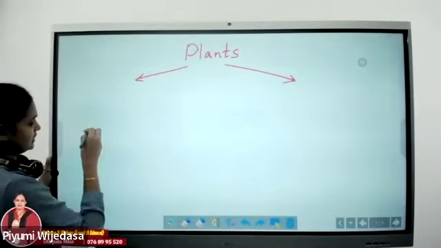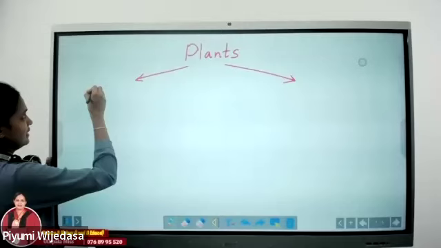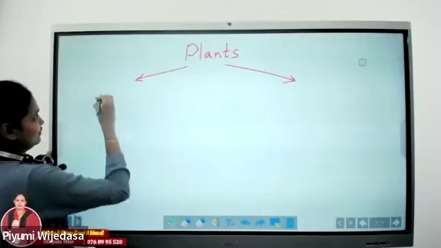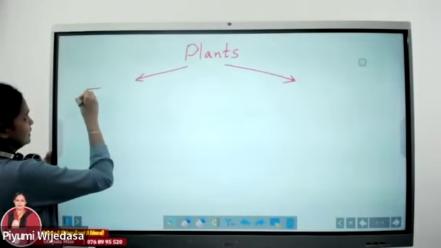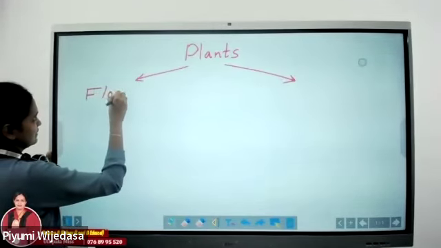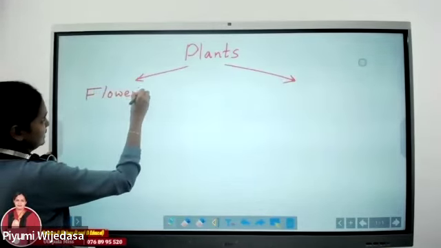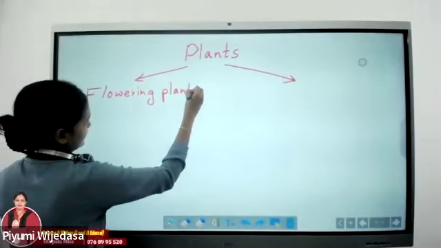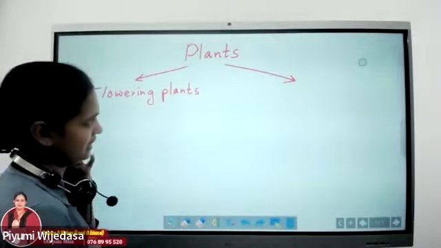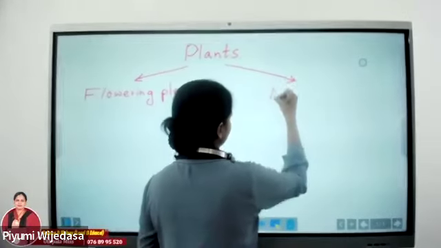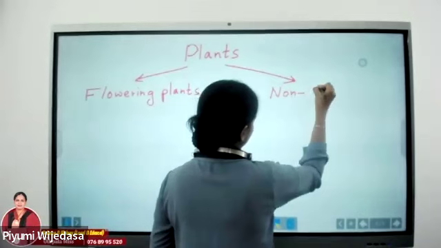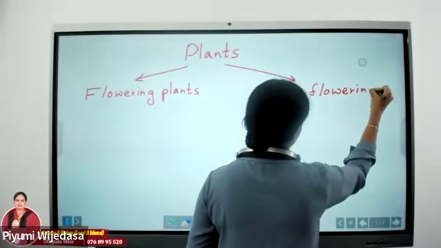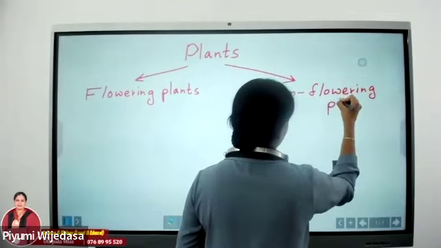Plants are divided into 2 categories based on whether they produce flowers or not. Therefore, we can divide them as flowering plants and non-flowering plants, right? Flowering plants and non-flowering plants.